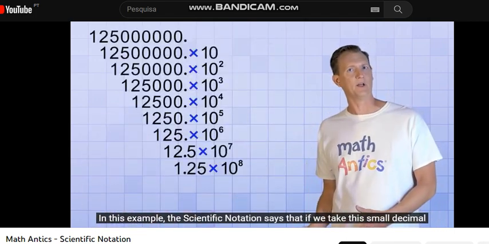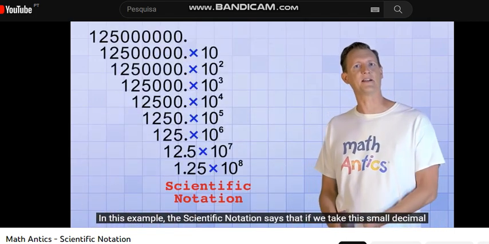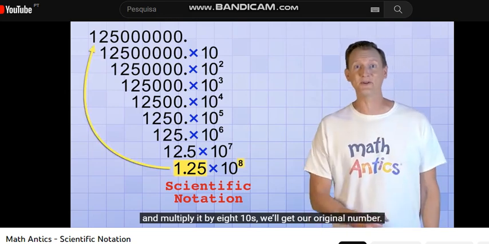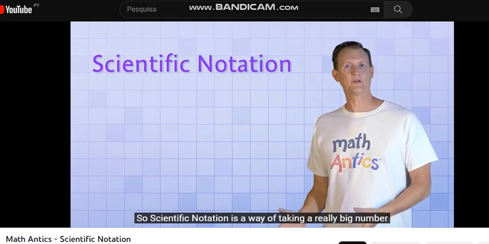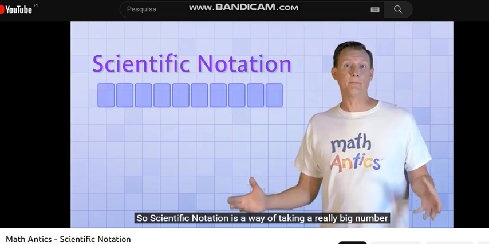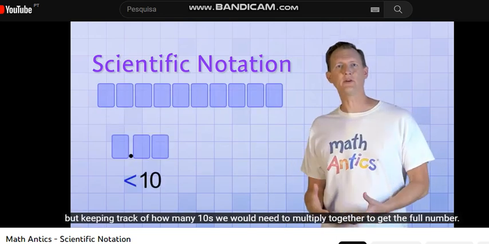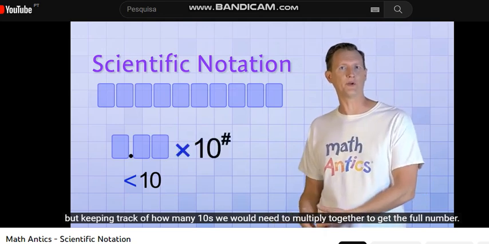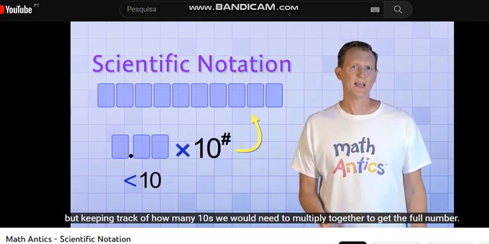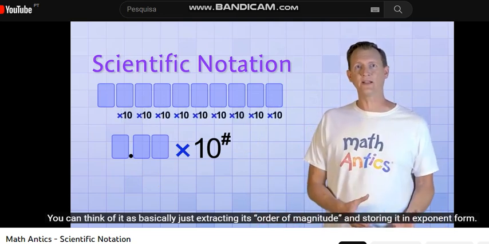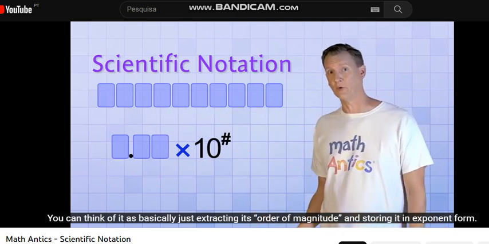In this example, the scientific notation says that if we take this small decimal and multiply it by 8 tens, we'll get our original number. So scientific notation is a way of taking a really big number and reducing it down to a value that's less than 10, but keeping track of how many tens we would need to multiply together to get the full number. You can think of it as basically just extracting its order of magnitude and storing it in exponent form.